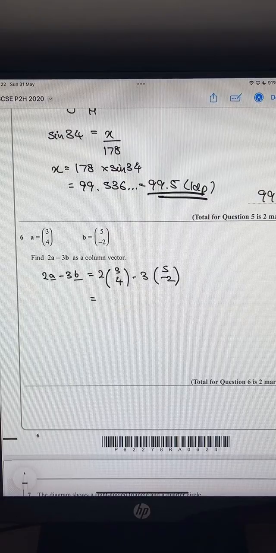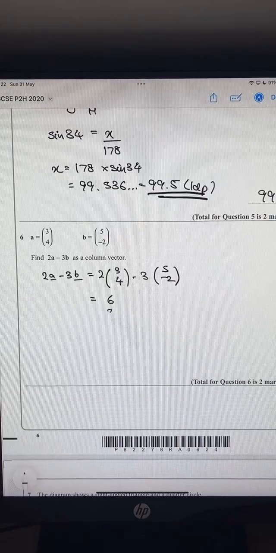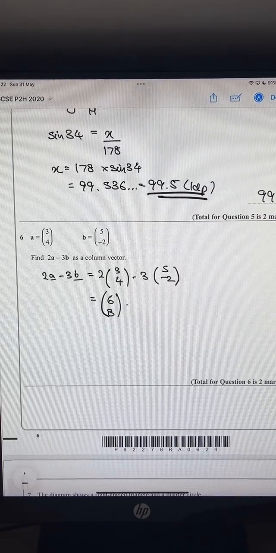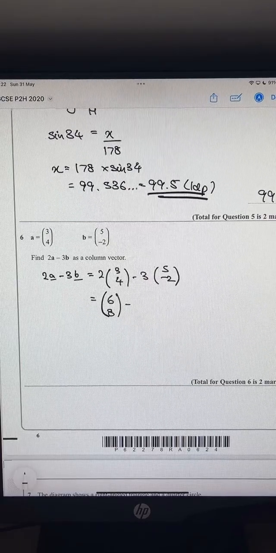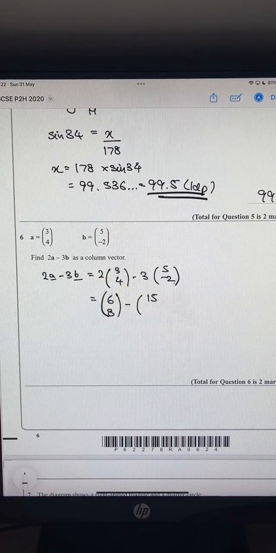It's as simple as multiplying brackets. So 2 times 3 is 6, 2 times 4 is 8, so I get 6 over 8. And it's not over as in a fraction, it's just 6 over 8. And then minus, I'm going to keep my negative out, so I'm just going to multiply by 3. So 3 times 5 is 15, and 3 times negative 2 is negative 6.